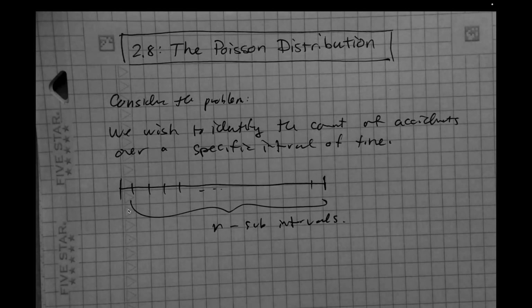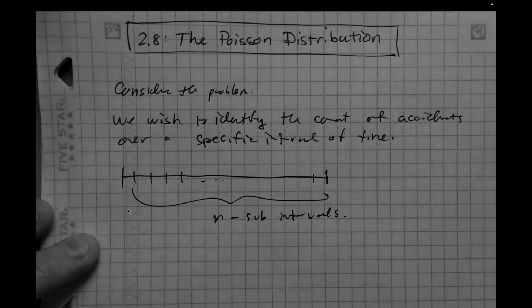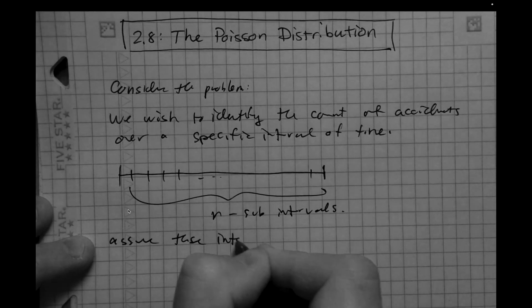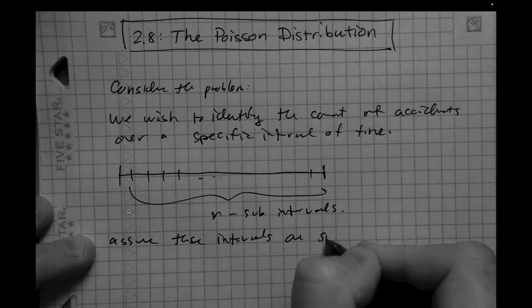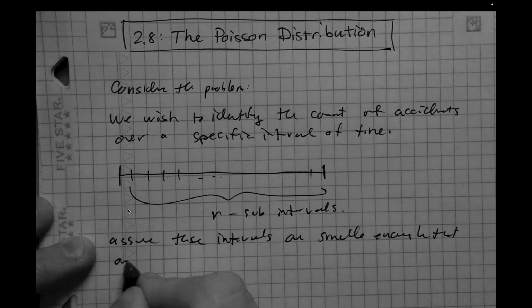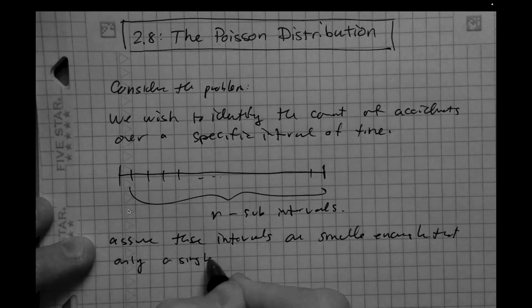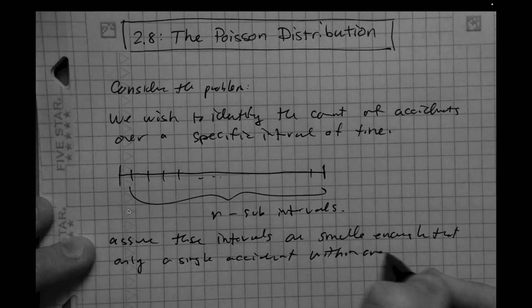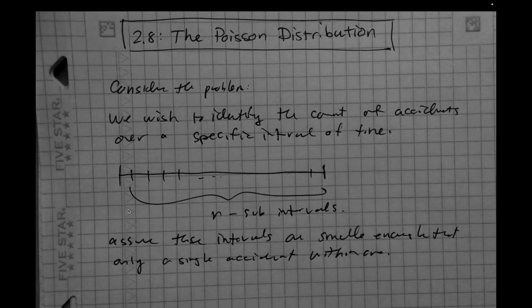A key point here is that these intervals have to be small enough so that only a single accident could occur within one. So assume these intervals are small enough that only a single accident can occur within one. That's important. Now let's talk about what the probability is.